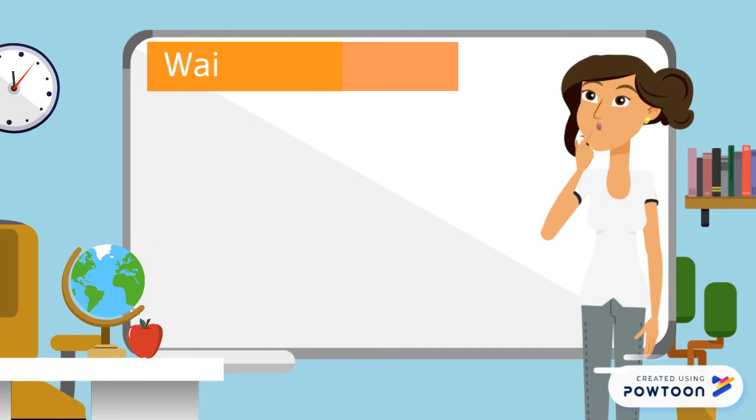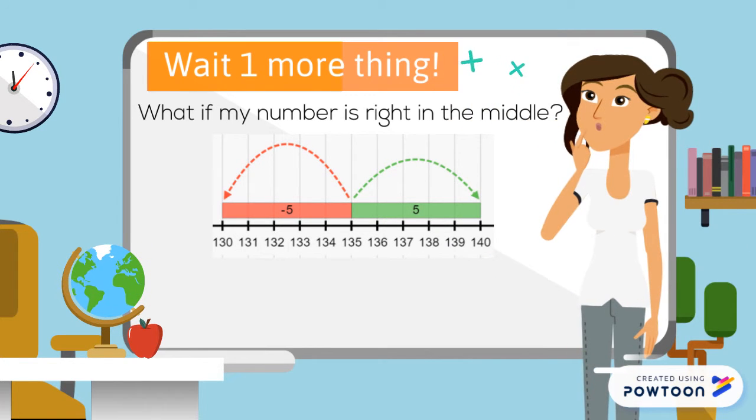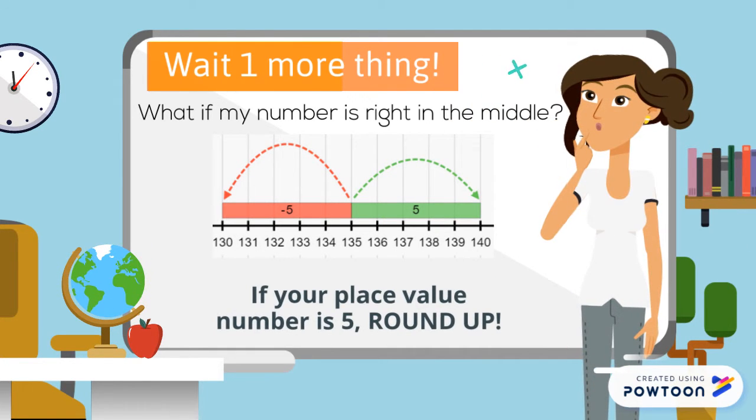So right about now, you might be thinking, wait, what if my number is equally distant from either side? Well, that's simple. If your place value number is 5, always round up.